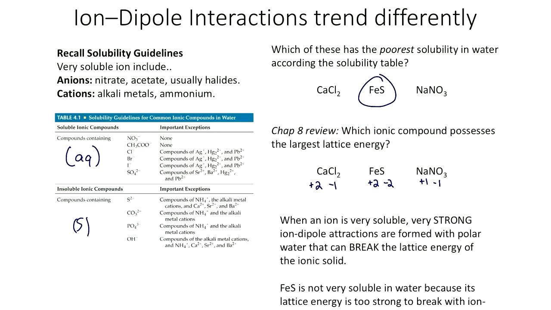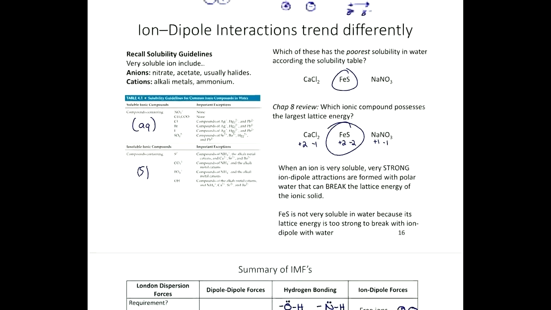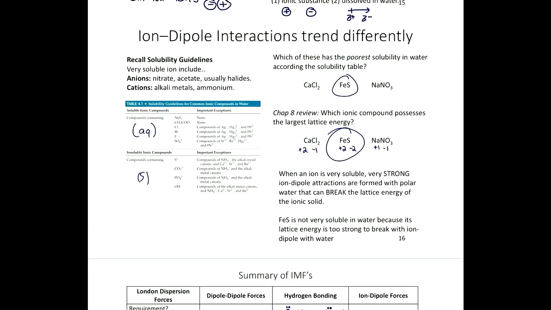But then which one has the largest lattice energy? Iron sulfide, the exact one we just said doesn't dissolve in water. And that's because its lattice energy is too strong for ion dipole to come in and break those ions apart. Right? So yeah, that's what we see here. When an ion is really soluble, that means the strong ion dipole attractions can break apart that weak lattice energy. Versus the insoluble things means that, oh, ion dipole can't come in and break those things apart. That lattice energy is too strong. Right? So it trends a little bit differently there. So I wanted to relate it to something that you kind of already knew.